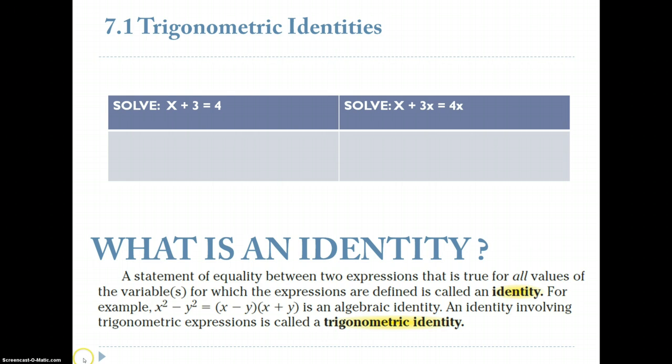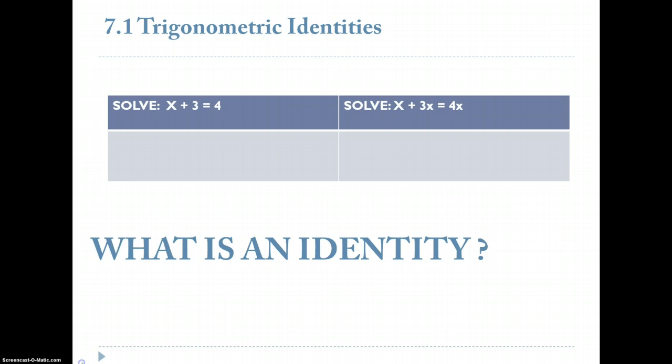So you guys have seen identities before, and an identity could be something as simple as factoring identities. x minus y times x plus y is equal to x squared minus y squared. We'll be looking at trigonometric expressions that are identities.